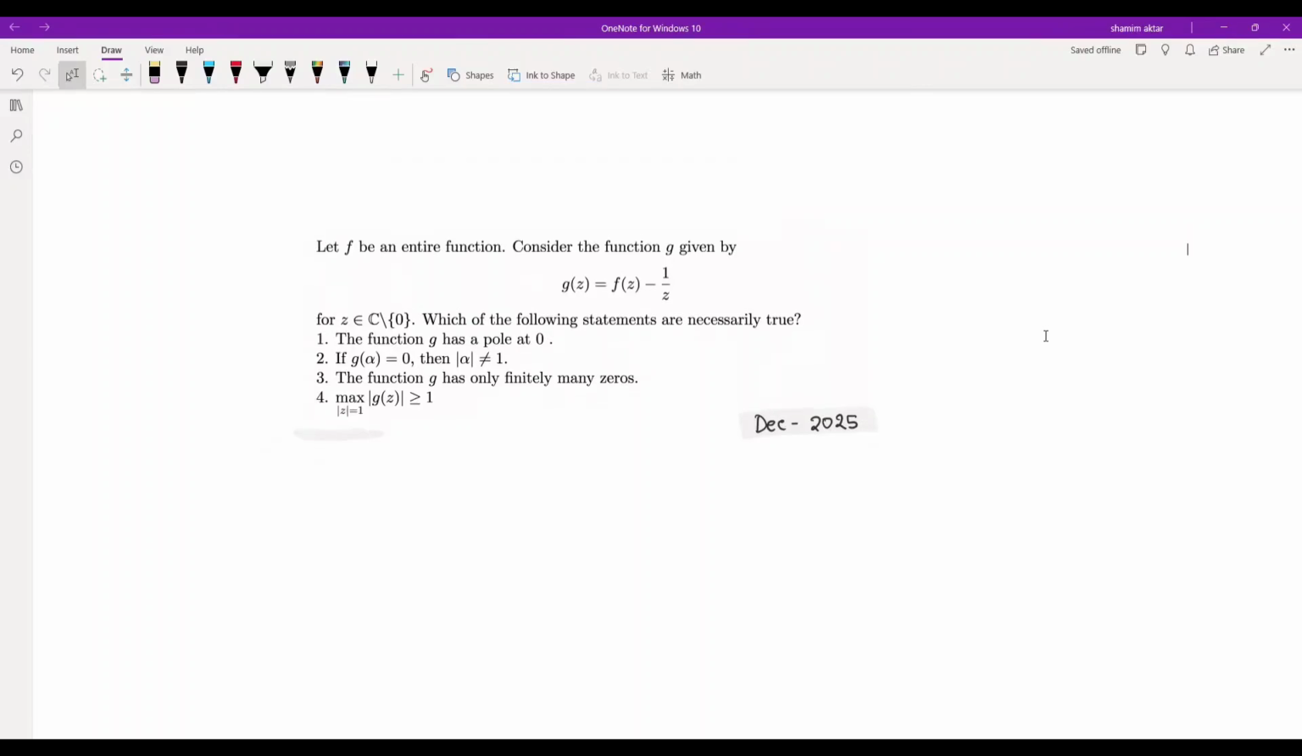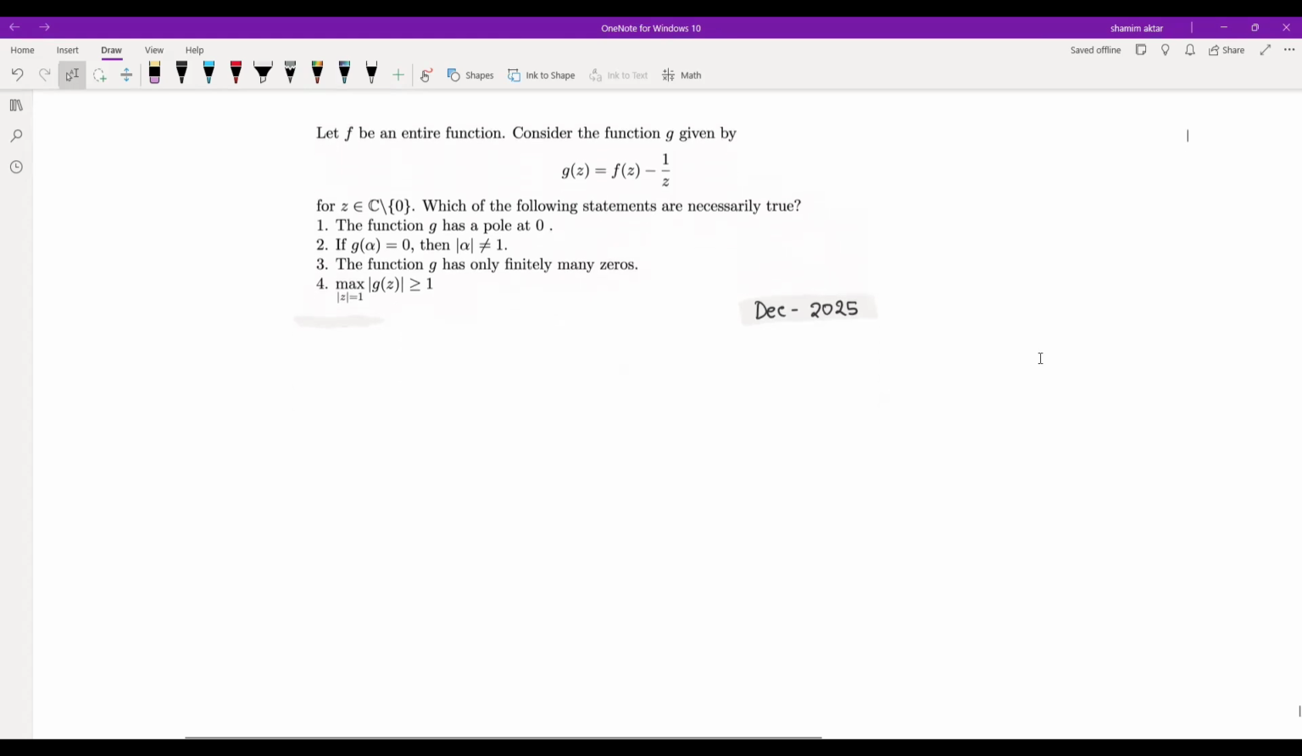Today we will discuss another question of a NET exam. The question is: given that f is an entire function, consider the function g given by g(z) = f(z) - 1/z. Which of the following statements are necessarily true? Now, the solution.